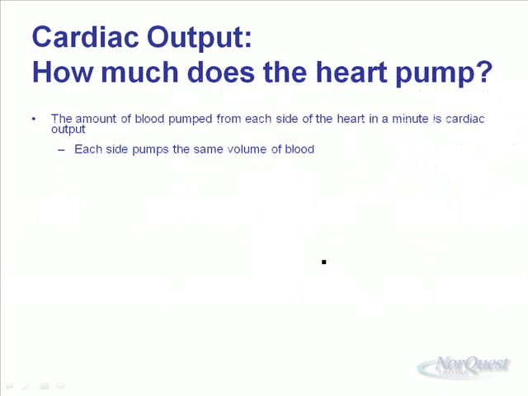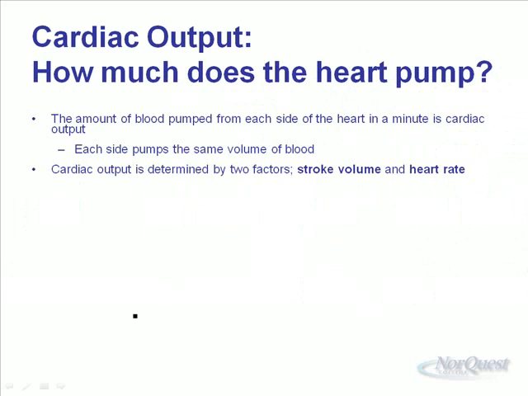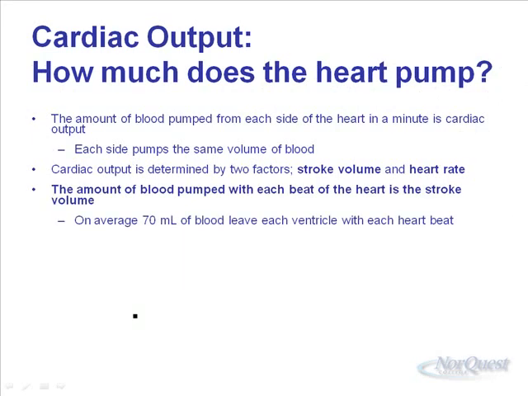So, how much blood does the heart actually pump? In order to measure that, we've got to take two things into consideration. The first is that cardiac output is determined by stroke volume and heart rate. The stroke volume is the amount of blood pumped with each beat of the heart. So how much blood leaves the heart every time it contracts?